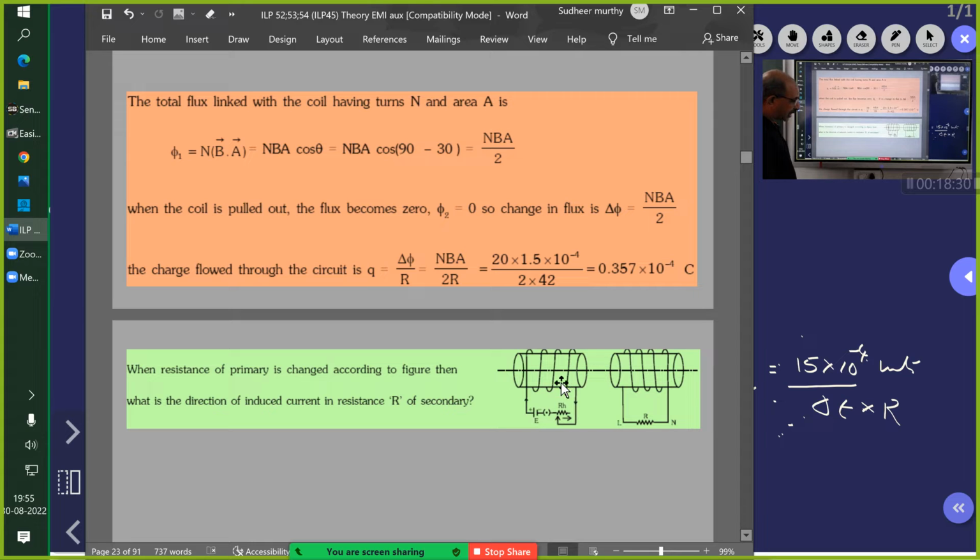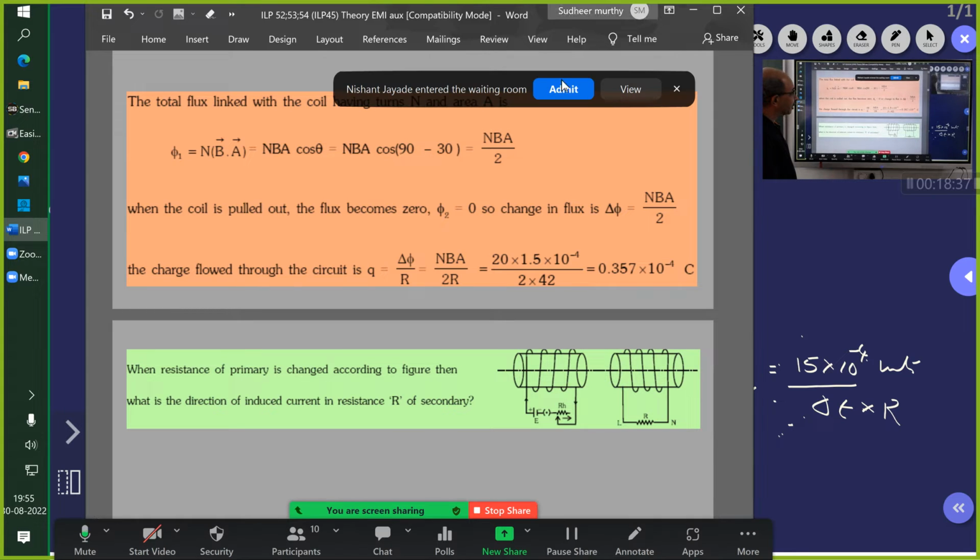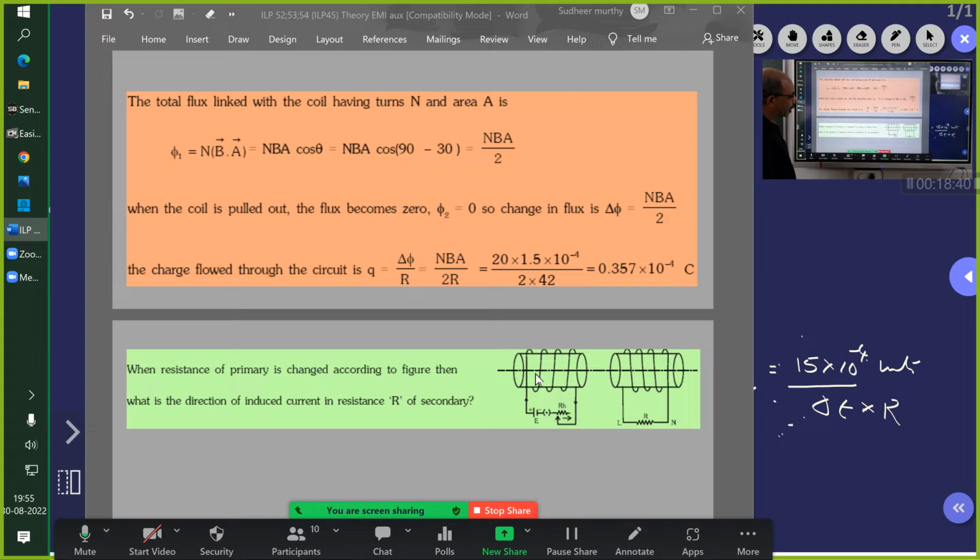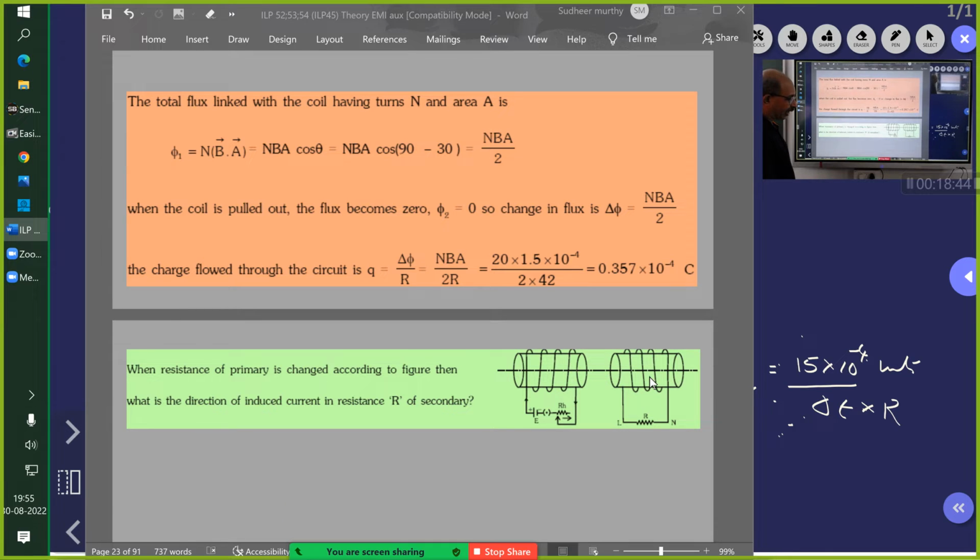Since the current starts flowing here, it creates magnetic flux. The magnetic flux of this coil is linking another coil. Whatever magnetic field is created by this, it will link another coil and induce EMF in this coil. Got it? So that is why this is called primary and this is called secondary. Is that clear?